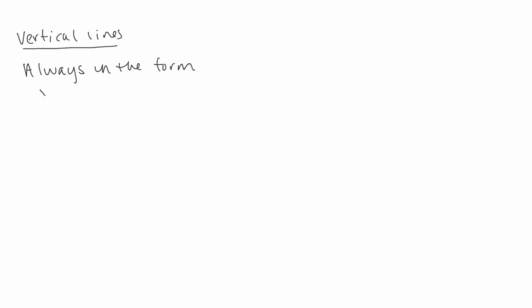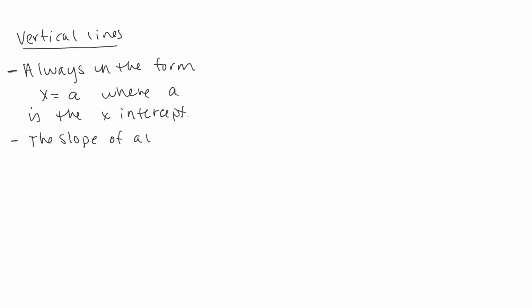So let's look at vertical lines. I keep forgetting to go back to my black marker. Sorry about that. Okay, so vertical lines are always in the form x equals a, where a is the x-intercept, and then the slope of all vertical lines is undefined. Remember, that's kind of the wacky one.